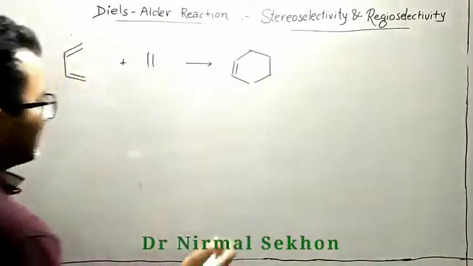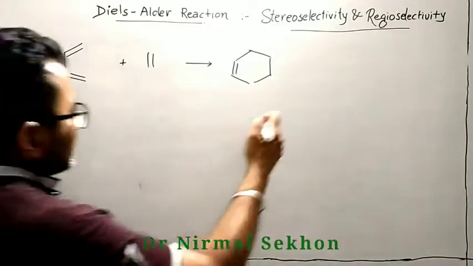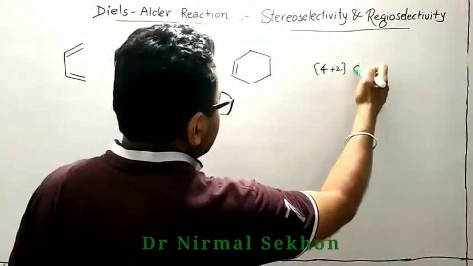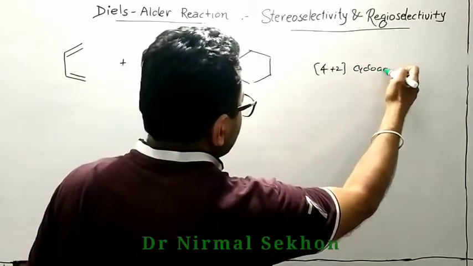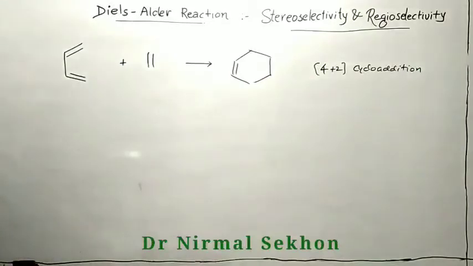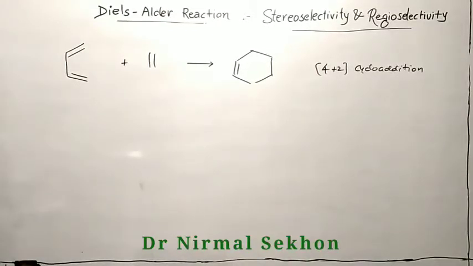So this is the very basic Diels Alder reaction, and this reaction is also known as 4+2 cycloaddition. 4 pi electrons plus 2 pi electrons, this is called 4+2 cycloaddition. So how will you draw the orbital picture?